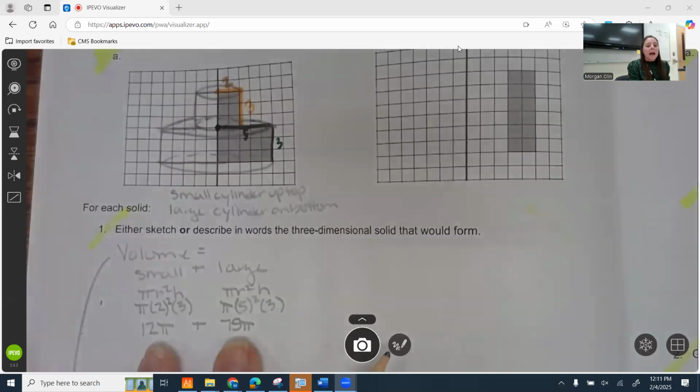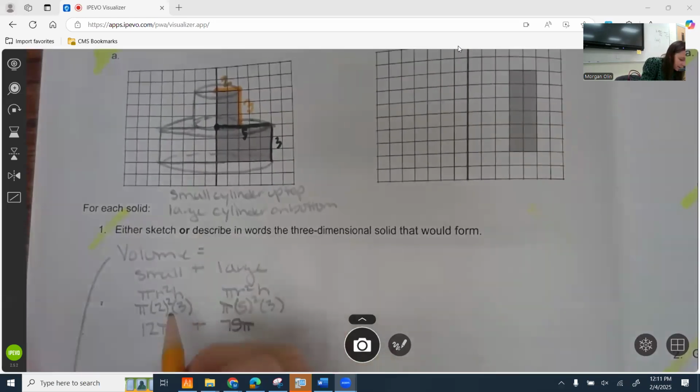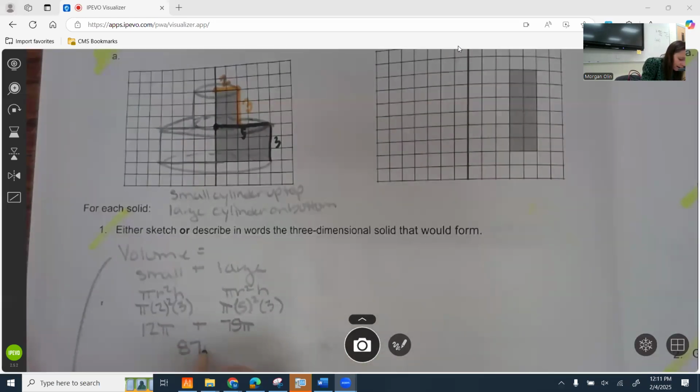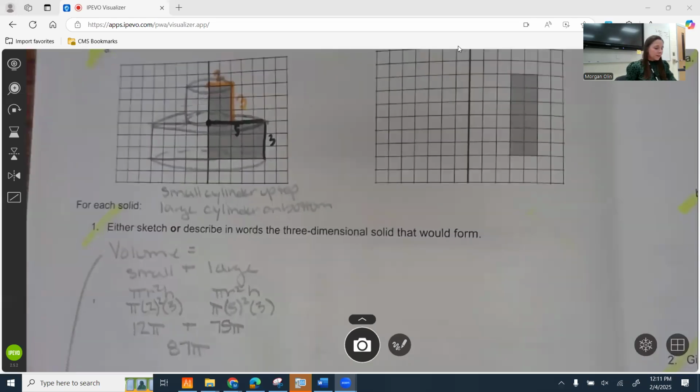And now here you can add these together. They're kind of like terms because they both have pi. So 12 plus 75 makes 87 pi. That is the volume of that figure. All right, so now let's talk about our next figure.